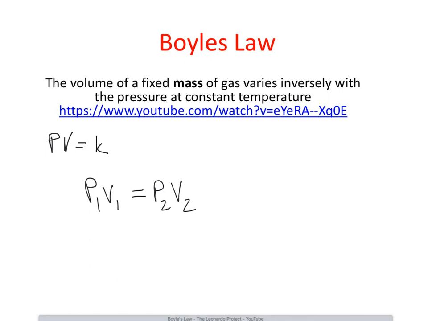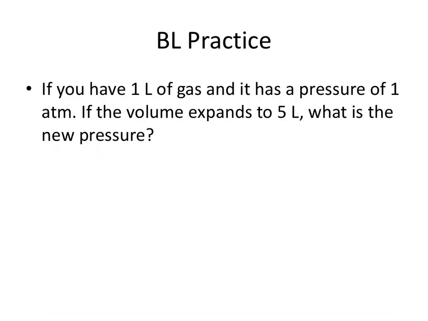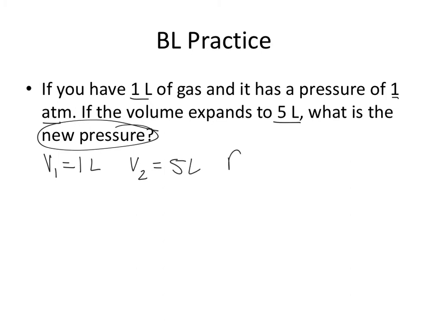So let's apply this. If you have 1 liter of a gas and it has a pressure of 1 atmosphere, if the volume expands to 5 liters, what is the new pressure? So we have 1 liter, a pressure of 1 atmosphere, the volume expands to 5 liters, and we're looking for the new pressure. So V1 is 1 liter, V2 is 5 liters, P1 is 1 atmosphere, and we're looking for P2.